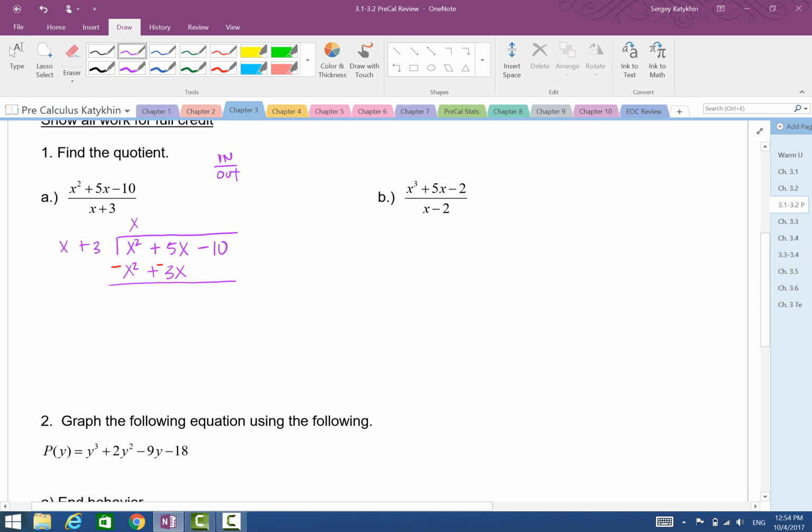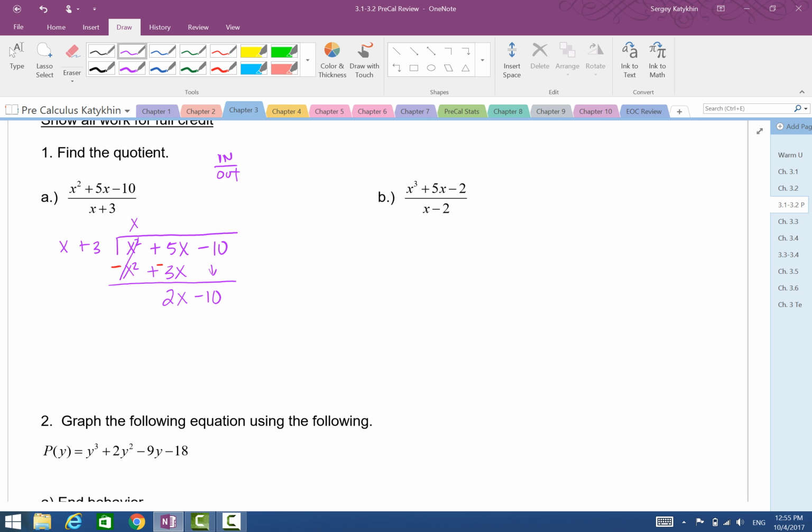And by doing that, we get x squared plus a negative x squared, or subtract x squared, will give us 0. And positive 5x plus a negative 3x will actually give us 2x. Bring down the negative 10. Notice the negative, or the minus, goes with the 10.